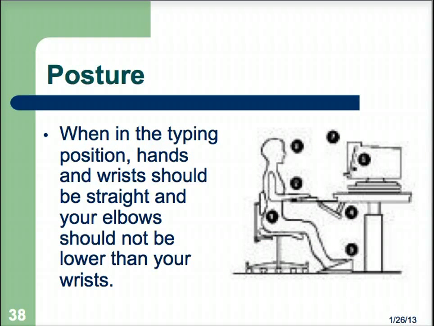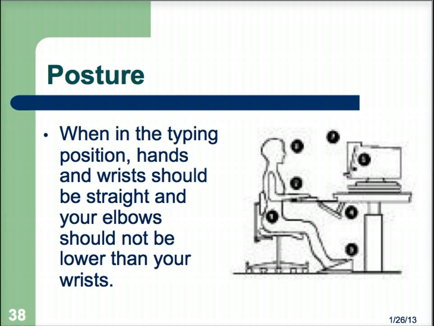When you're in your typing position, your hands and wrists should be straight and your elbows should not be lower than your wrist. So if you do that right now, a 90-degree angle is good, because if your wrist is above your elbow, less than 90 degrees, that's going to put a strain on your wrist. Sometimes you hear about people getting carpal tunnel syndrome in their wrist where they need surgery.